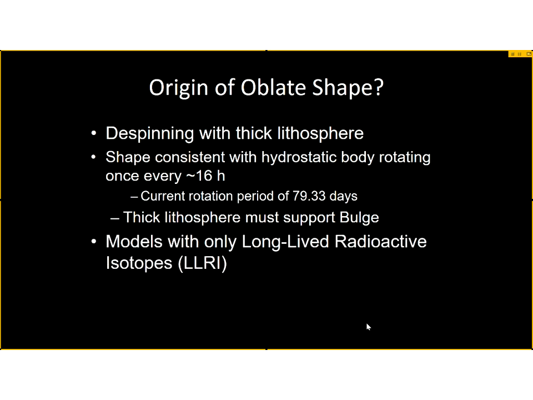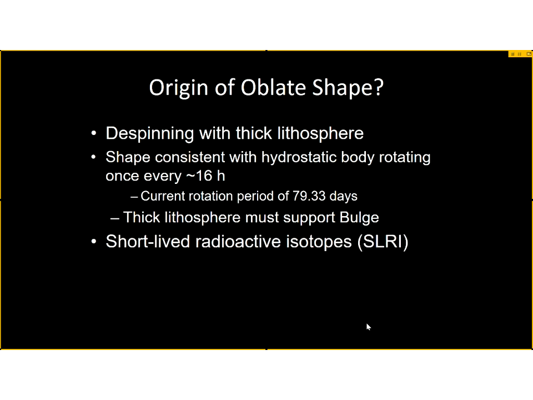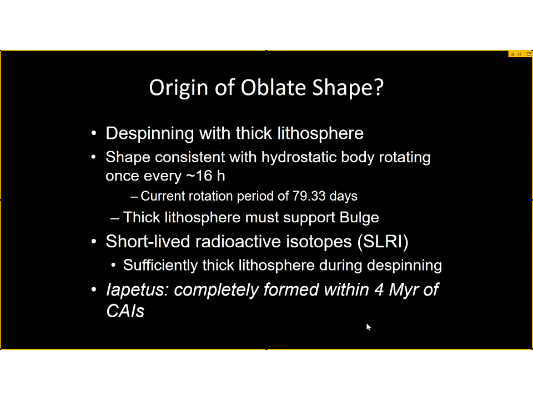So we try to estimate the heat budget of these bodies in two ways. There's long-lived radioactive isotopes and there's short-lived radioactive isotopes. The long-lived ones create a lithosphere that's too thin to support it because they put too much heat in the system, versus short-lived radioactive isotopes, which create a lithosphere thick enough during despinning because there's not a ton of heat. But this model, because they're short-lived, and in geology, 4 million years is short.